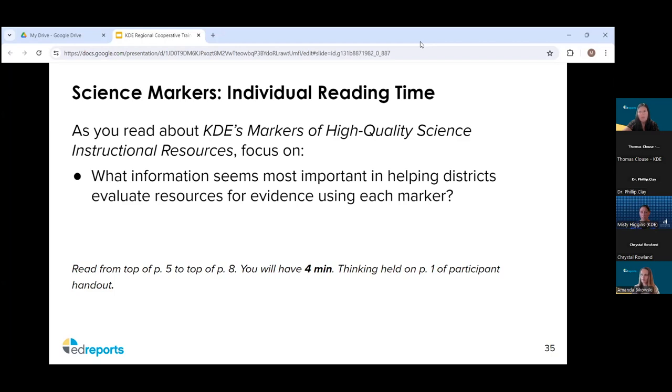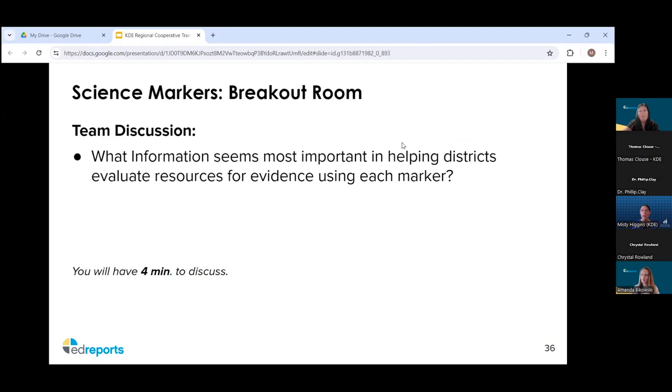And then let's come back together. And it's okay if you did not get all the way through. But what we want to do now is just to help you process what you read. We're going to send you into breakout rooms to have a discussion focused on the information that you noted that seems most important in helping districts to evaluate resources using these markers. And also, while you're in your breakout rooms, please feel free to capture important information that emerges from that conversation in the same space on page one of your participant handout.